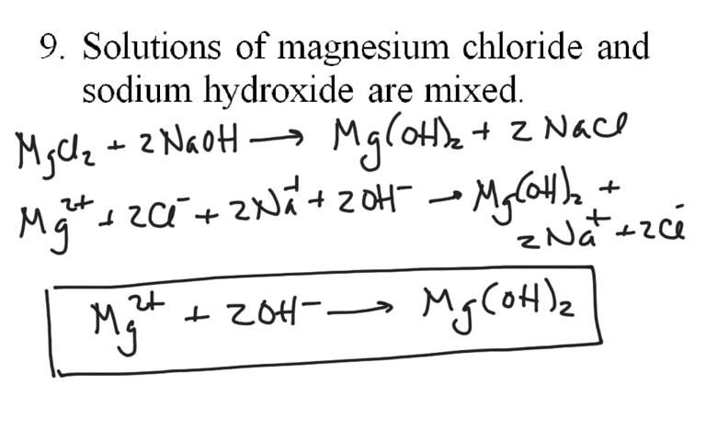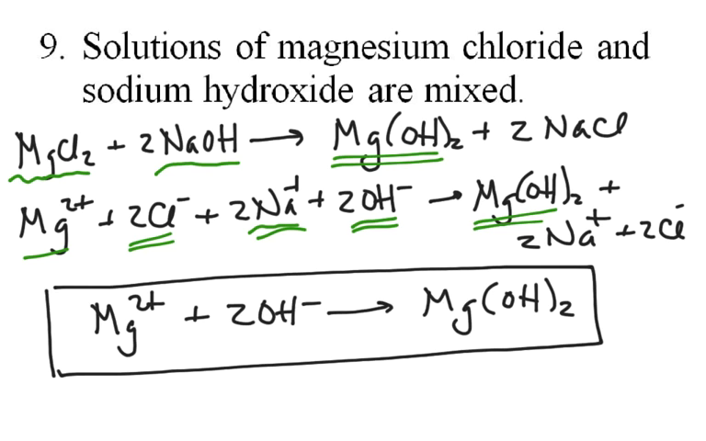Okay, our last problem. A solution of magnesium chloride, so Mg2+ and Cl1-. And we know that chlorides are soluble except for silver, lead, and mercurous. So these are breaking up into ions. 1 magnesium, 2 chlorides. Sodium hydroxide, sodium compounds are soluble, so we get 2 sodiums and 2 hydroxides. Hydroxides are usually not soluble, and for magnesium hydroxide, only the alkali metal hydroxides are soluble. So this one stays together.